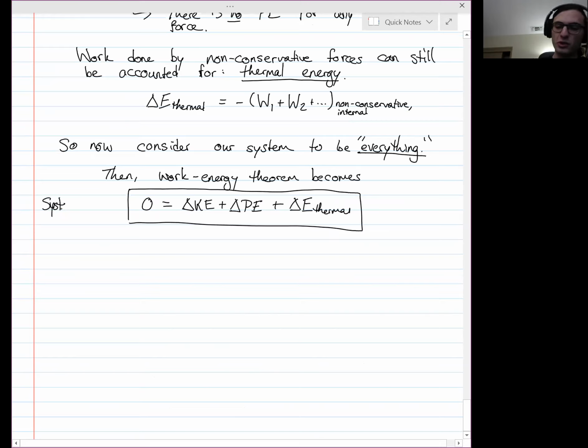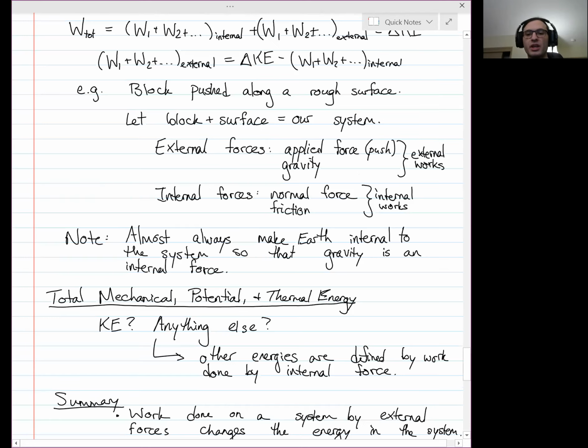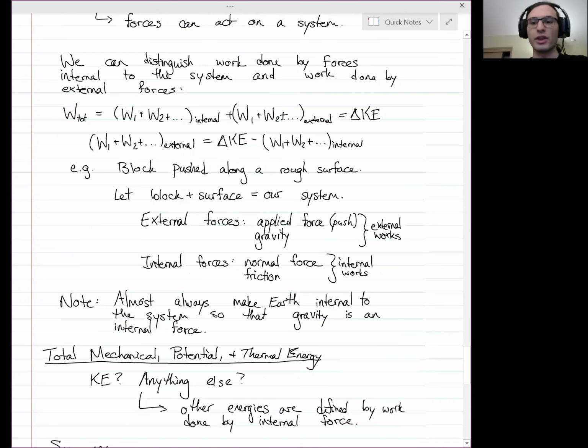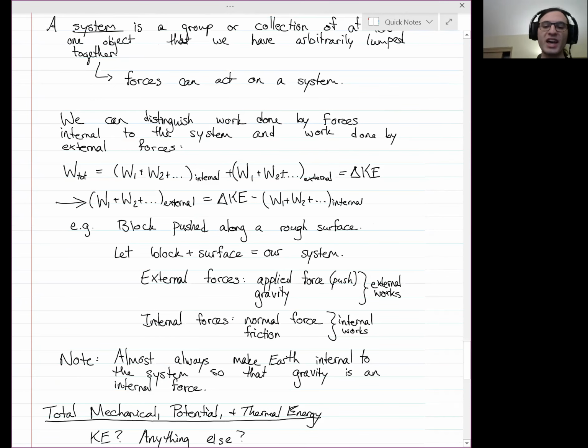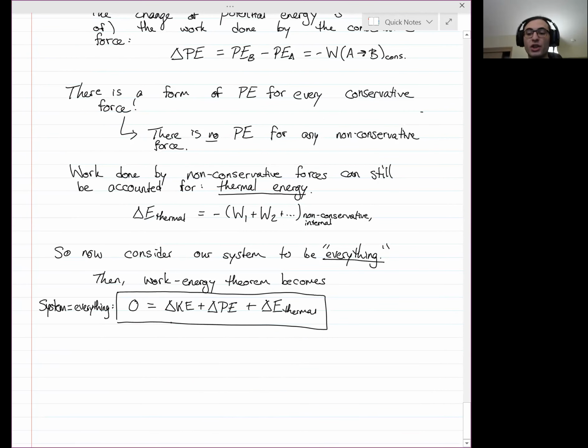This is true when the system equals everything. The reason why the left-hand side becomes 0 should hopefully be fairly straightforward. If our system includes everything, then there's nothing external to the system, so there can't be any forces external to the system. And similarly, the kinetic energy, the potential energy, and the thermal energy of our system account for all of the energy in the universe. So this is just saying that the total change of the energy in the universe is 0.